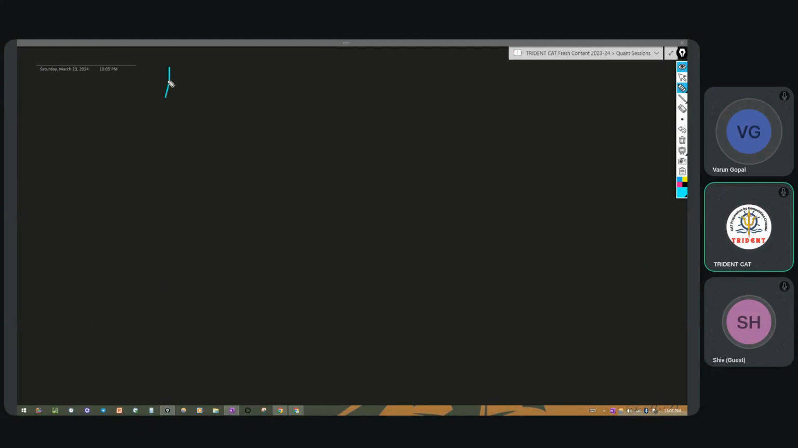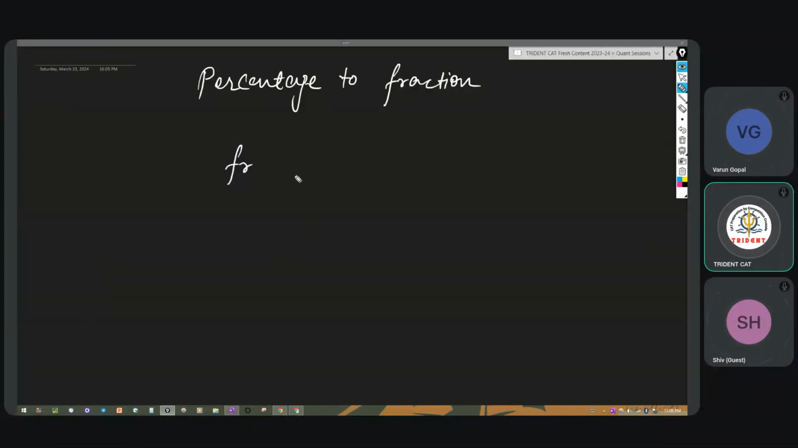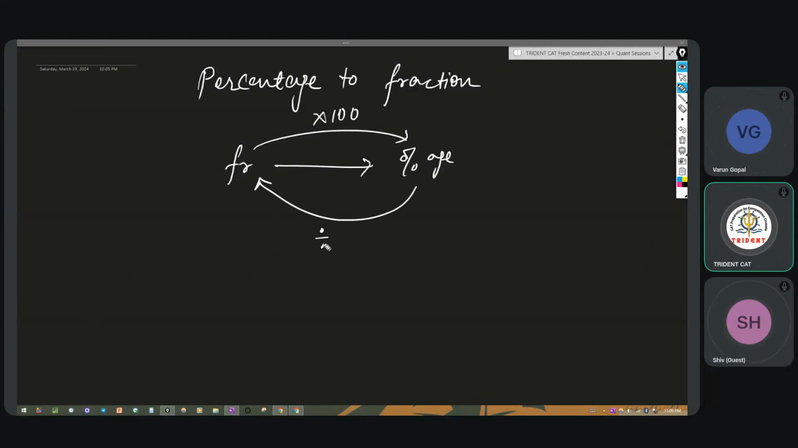Okay, I was telling you that we are now looking at something you should always remember. As I said, I will always come back to this idea, percentage to fraction. You can write it in whichever order, fraction to percentage. Anytime you have a problem, always remember, when we are going from fraction to percentage, we are always multiplying by 100, and from percentage to fraction, we are always dividing by 100. This is one of the ideas that we will be using in a couple of questions ahead.